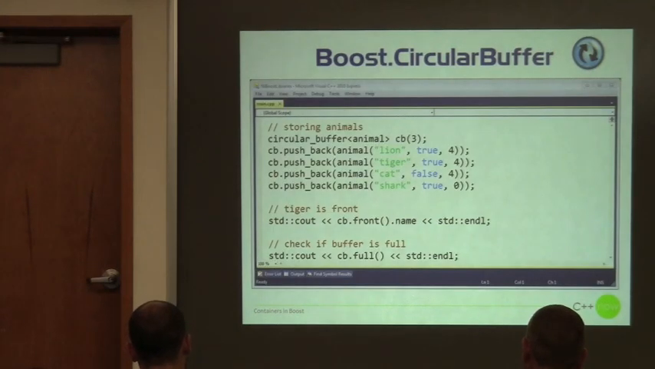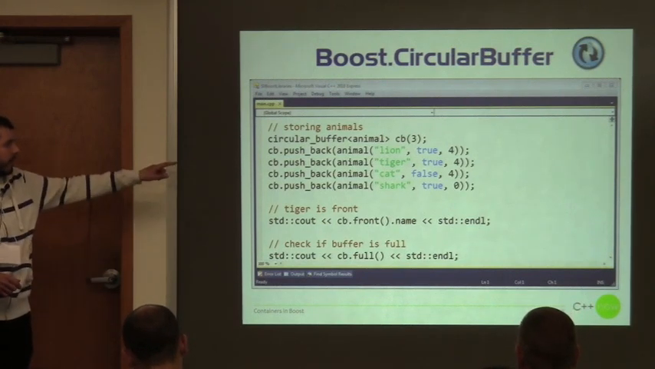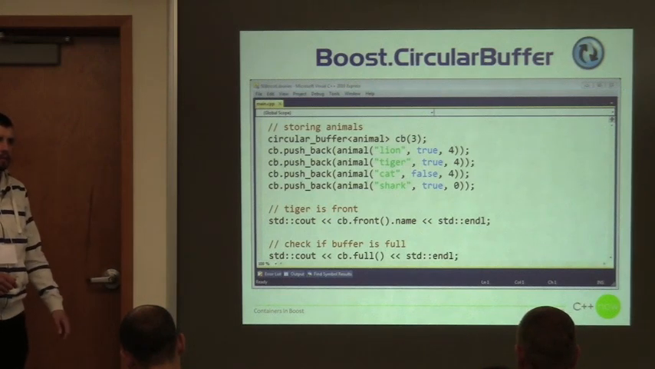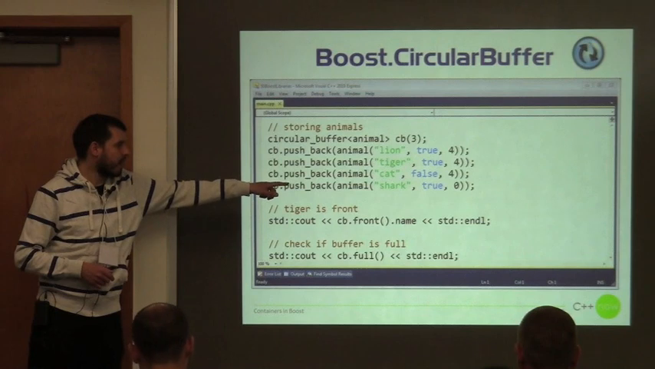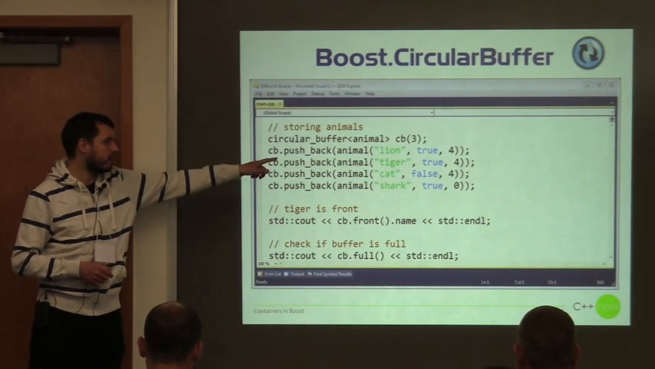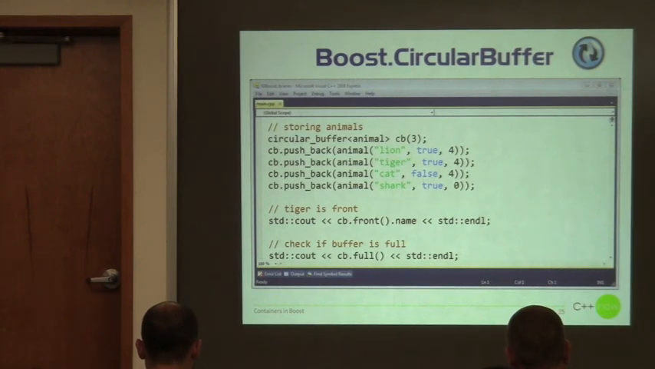How do I use this container now? Here I use my animal class again. I define a circular buffer, which has a size of 3. And then I add 4 animals to the container. No problem for that container at all. So what happens here is that the shark overrides the lion. So there can be only 3 elements in the container. And yeah, that's the idea of a circular buffer. You just keep overriding animals.